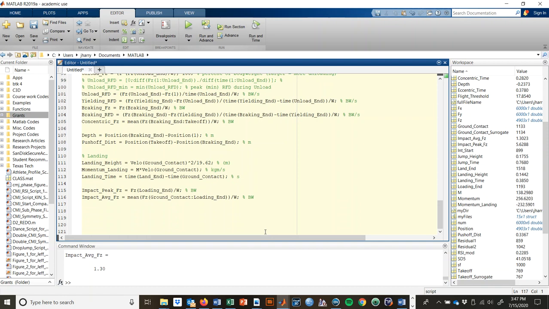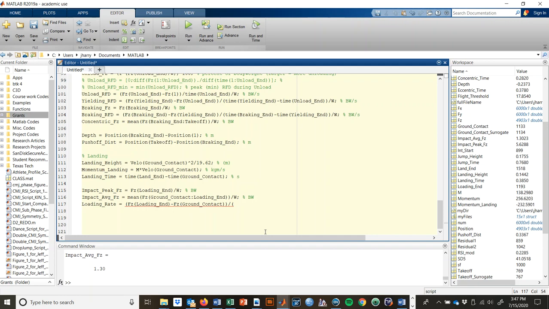And let's do the rate of force development. So, this is usually called a loading rate, right? Because it's an impact and a loading characteristic rather than a force development. So we'll call it loading rate. And this will be the change in the force, which is the FZ at loading end minus the FZ at ground contact.